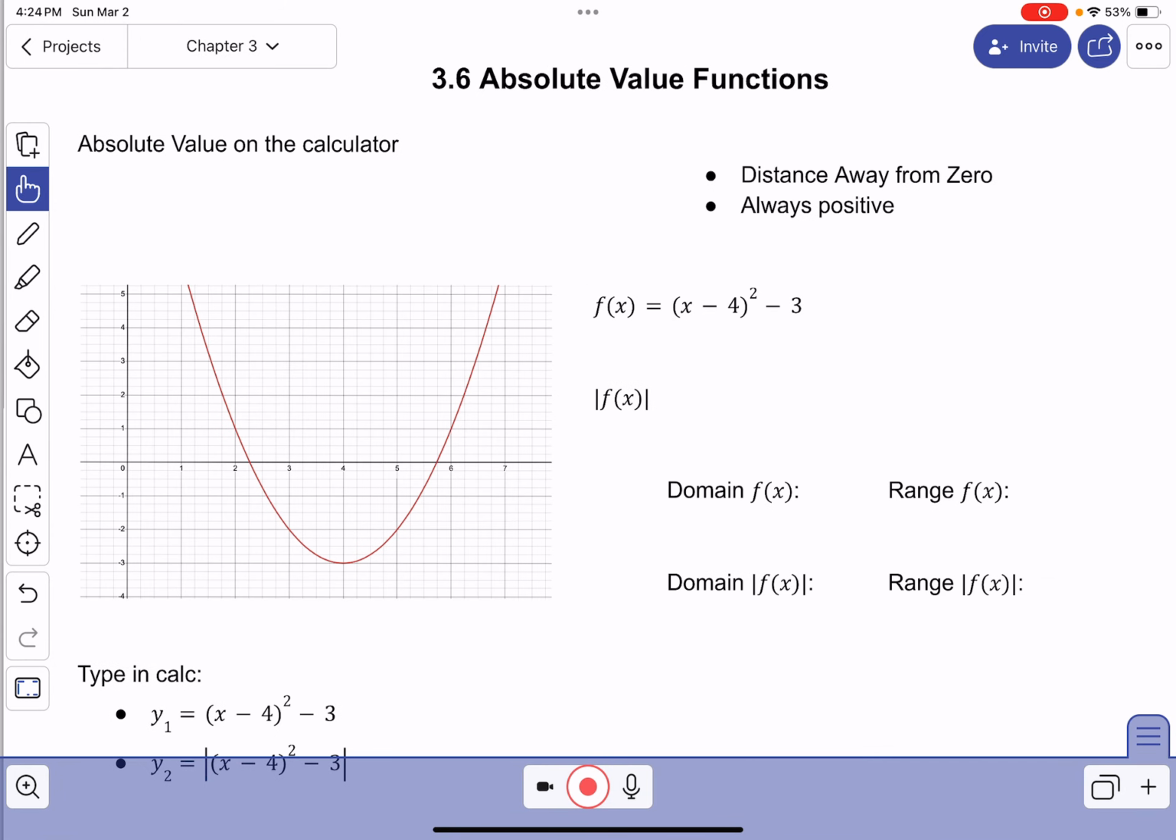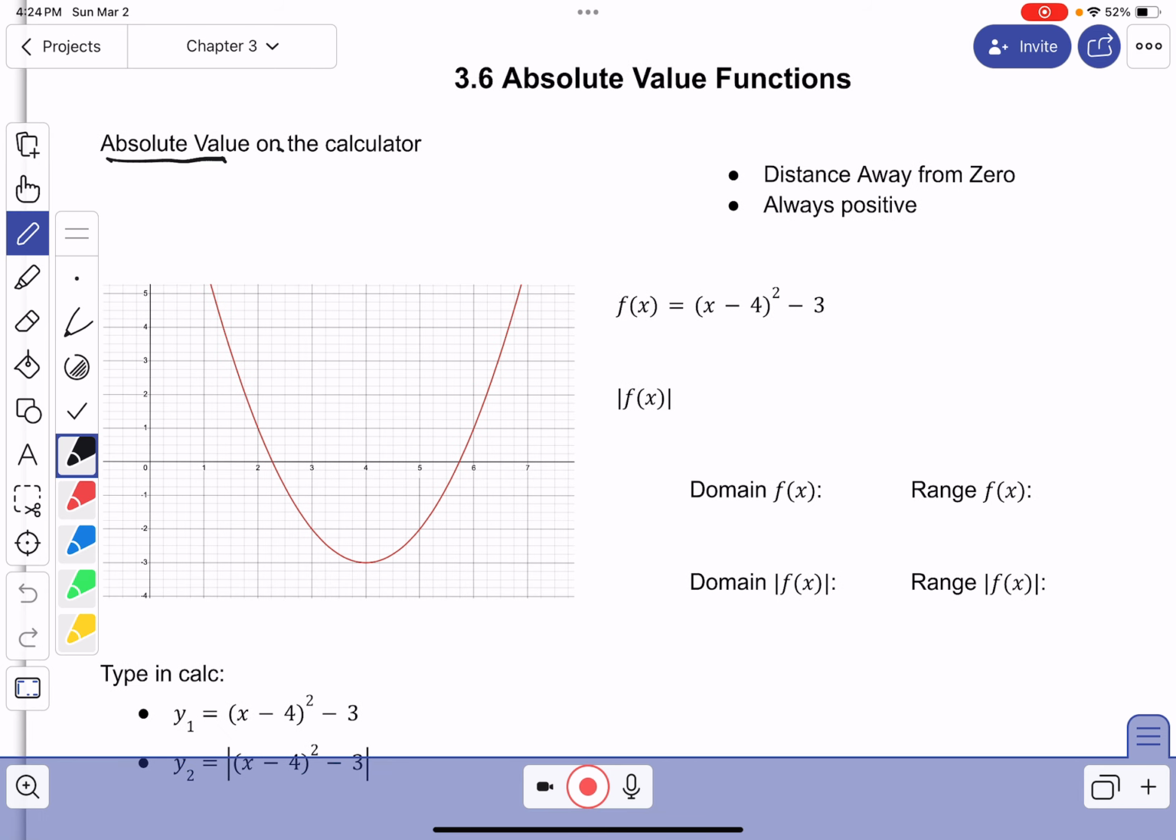All right, 3.6 is going to look at absolute value functions. So absolute value is the distance from 0. It's those bars that look like this. What it does is it's your absolute distance. It's just taking whatever's in there and making it positive.